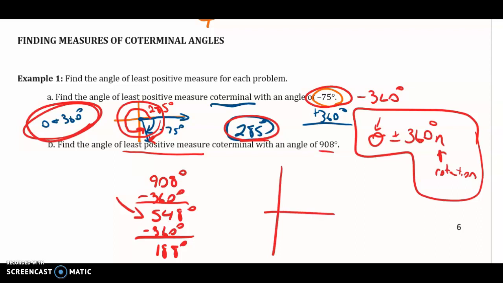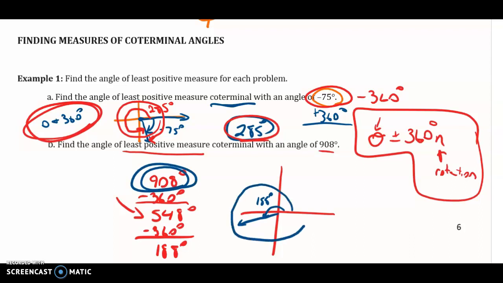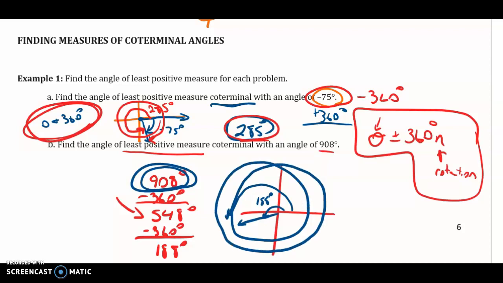So what this tells me is that it's going to end up in the third quadrant, and it's going to look like 188 degrees. But the difference between 188 and 908 is that it has two rotations in there. There's 360, there's 720, and then there's that 908 degrees. So it differs by the amount of rotations it has.